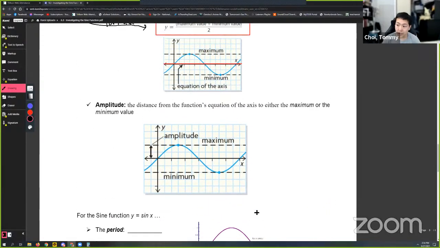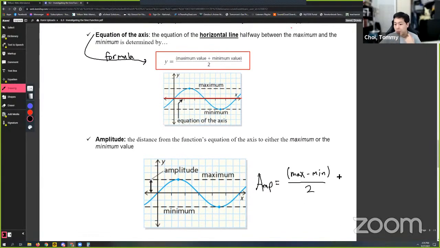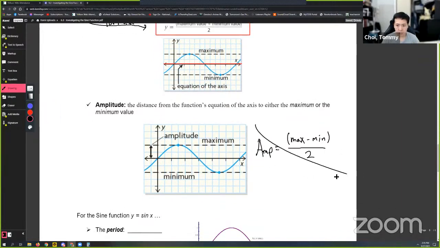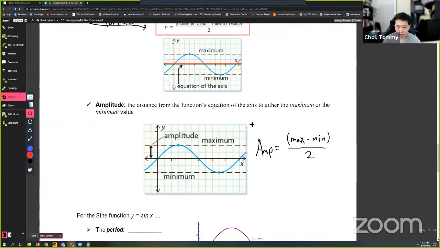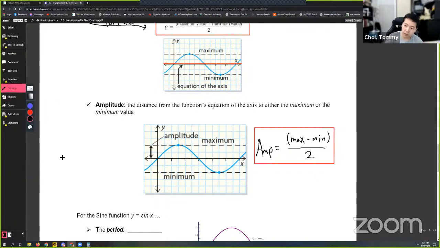There is a way you can also calculate this with the maximum and minimum. So I'm going to give you that formula here because it's not written down, where the amplitude is equal to max minus min divided by 2. Not to get confused with the equation of the axis, which is max plus min divided by 2. The amplitude is max minus min divided by 2. Okay? So this is your second formula. Have that written down. It will be very helpful for you when you determine the amplitude in the case that the equation of the axis is not 0.